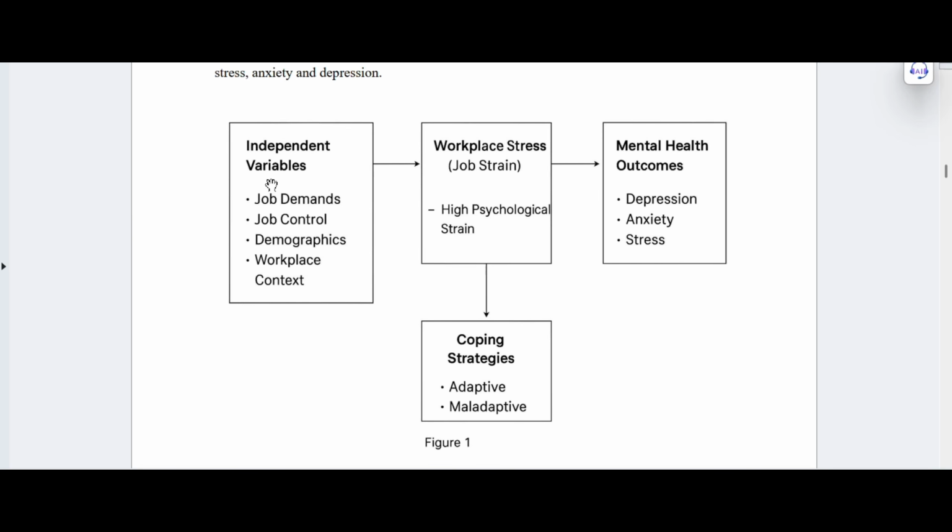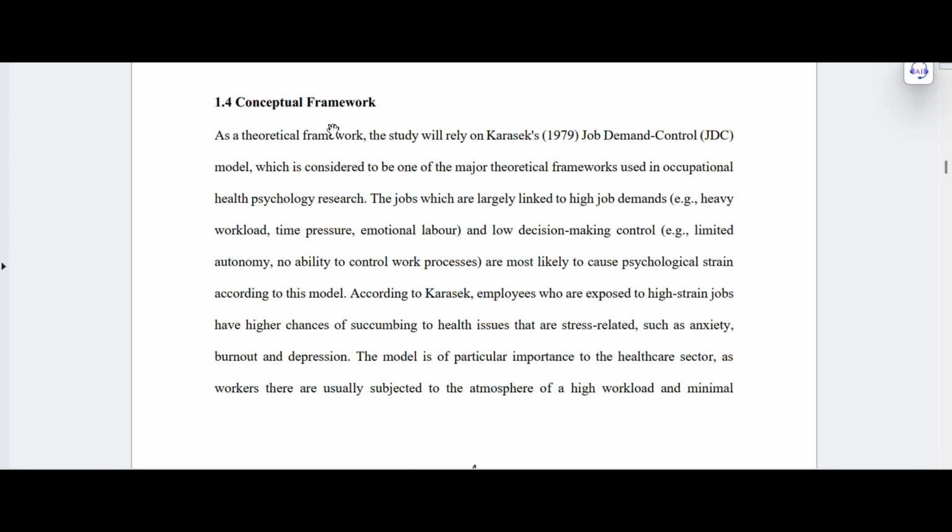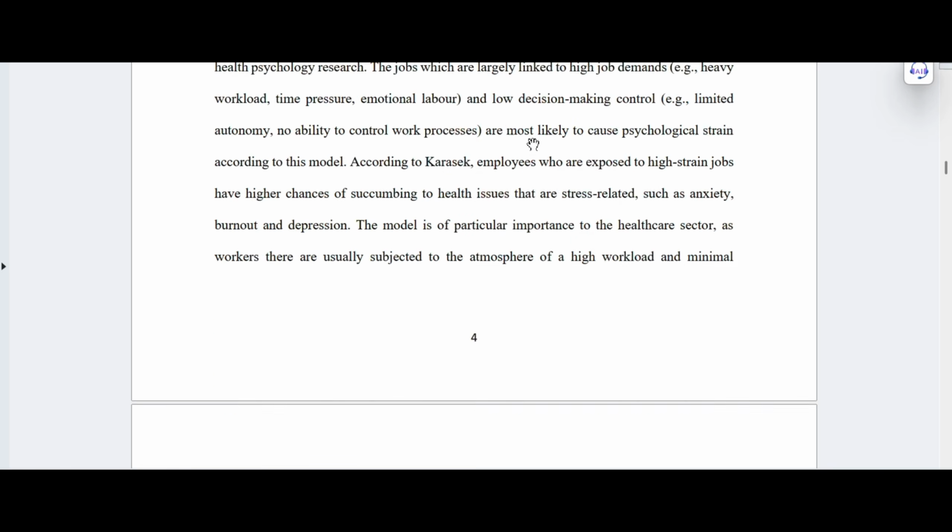So you see that I'm able to explain this in my own way without even reading the student's narrative to explain the conceptual framework. And again, when you paste in a conceptual framework, you also have to put in a text to give context to what you're trying to say. So you're going to explain how you are applying this conceptual framework to the study. So you can see that we have a narrative here. This student is saying, as a theoretical framework, the study will rely on Karasek's 1979 job demand control model. So you talk about the model or the framework you're using and explain how the variables in your study are going to be explained or discussed using this particular conceptual framework.